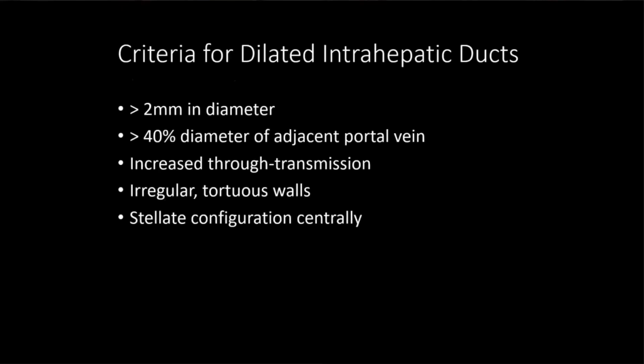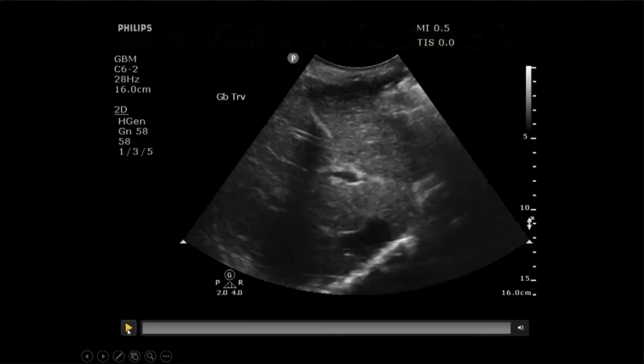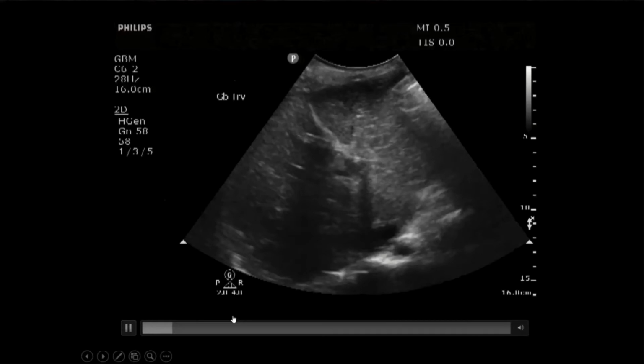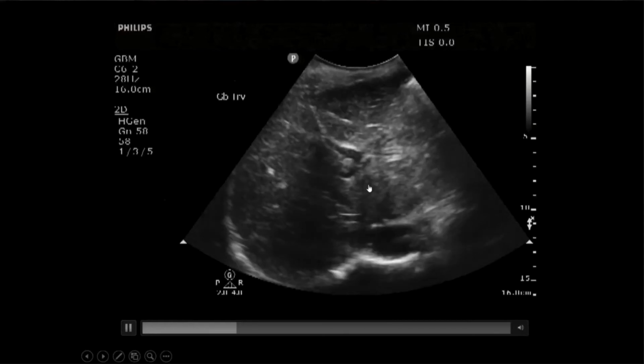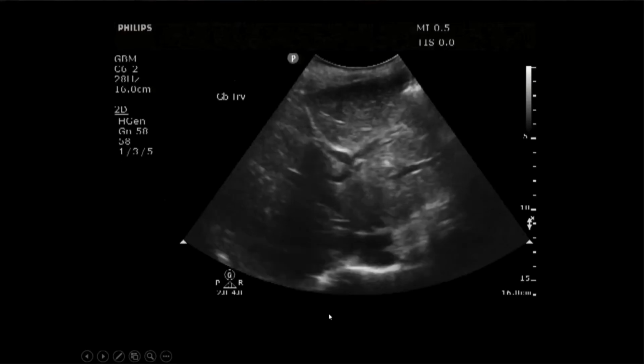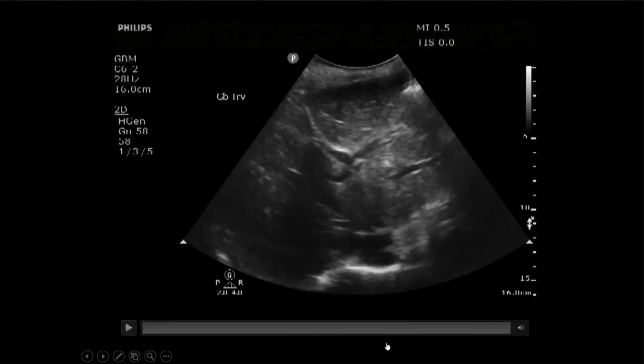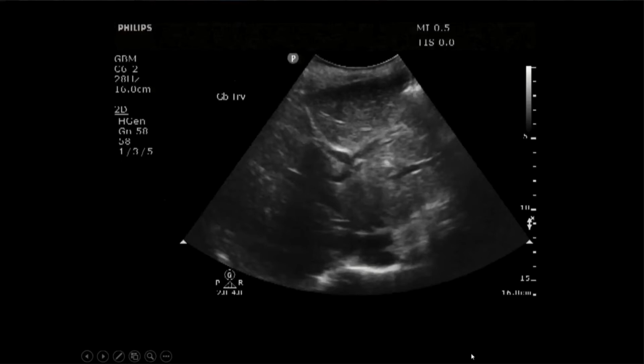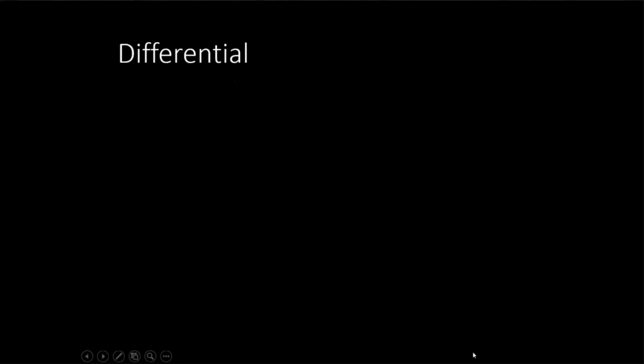So you'll notice that they may have a stellate configuration centrally as they come together into the left and the right portal, and a lack of a Doppler signal as well. And this is kind of an example of that stellate configuration as they come together. You can see it looks kind of like a star pattern. So there's like a nice star there. And then you would put color on that and you could readily see that it's bile ducts as opposed to vascular structures.